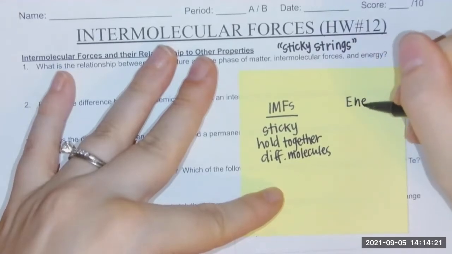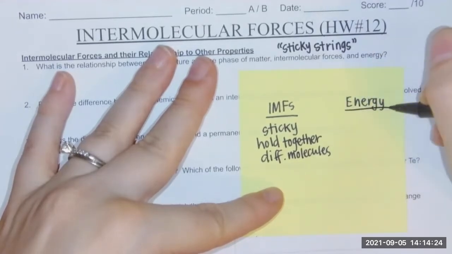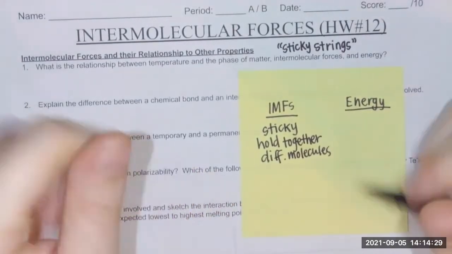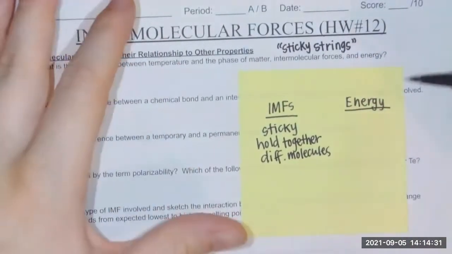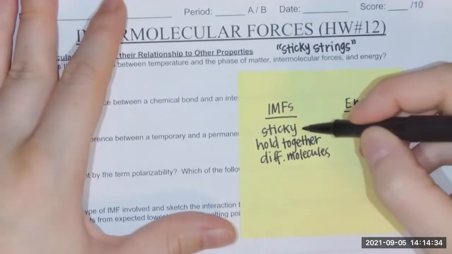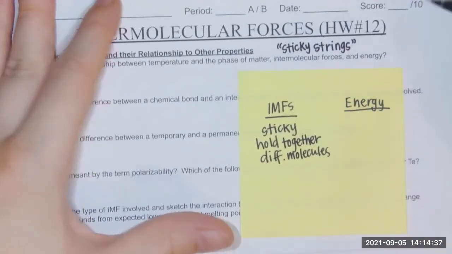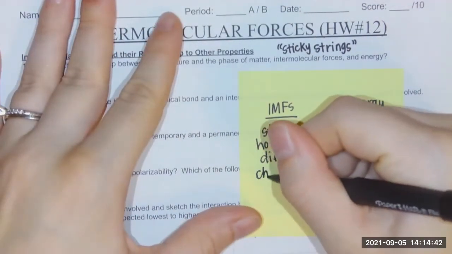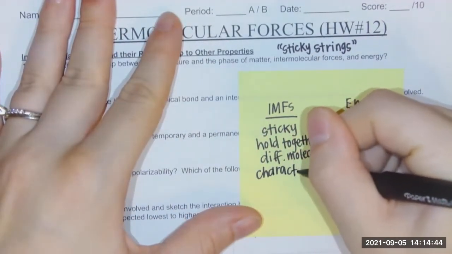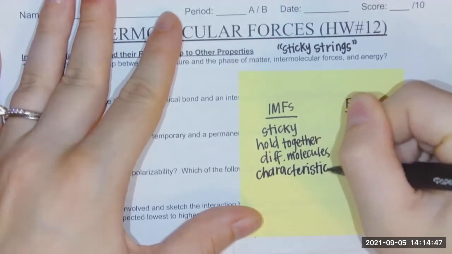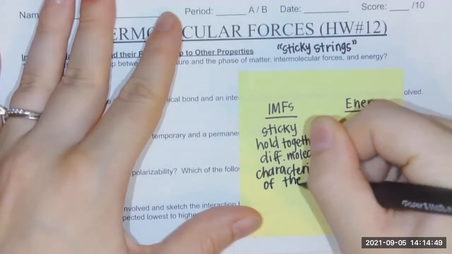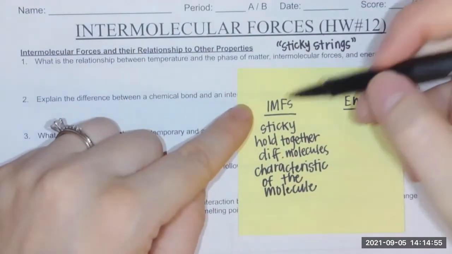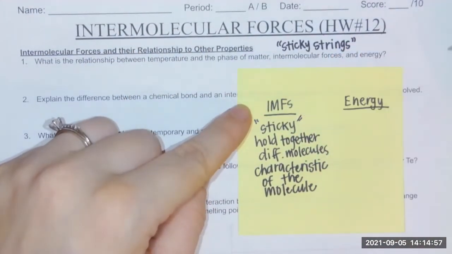Energy is the opposite. When energy goes into a molecule, it wiggles. The more it wiggles, the harder it is to stick together. It's not like the IMFs are changing. The IMFs are like a characteristic of the molecule. They are what they are, right? Every molecule has its own amount of sticky.